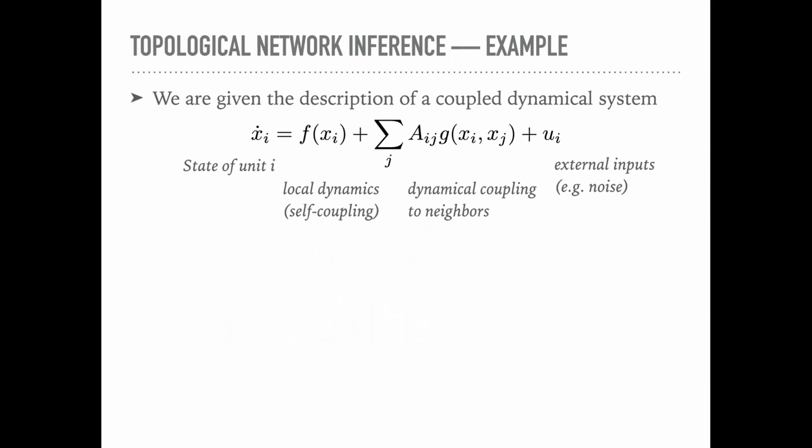So we're given the description of a coupled dynamical system. X would be a state variable that's associated to each node I, and we have an ODE system, for example, where there's some local dynamics. You can think of this as a self-coupling if you want. We have some external inputs to the nodes, that could be noise. And we have the interesting part, which is the coupling that's mediated through the network. In particular, we're thinking here about a pairwise coupling where we just have a linear sum over all the neighbors with a potentially nonlinear coupling G. And Aij here is, of course, the adjacency matrix of the network, which is 1 if and only if nodes I and J are connected.